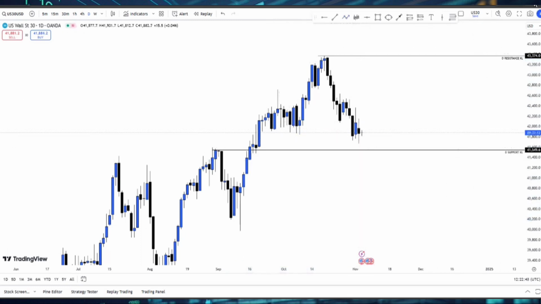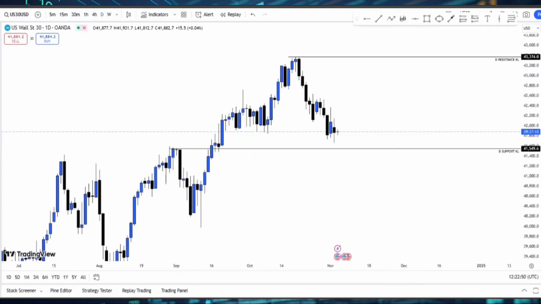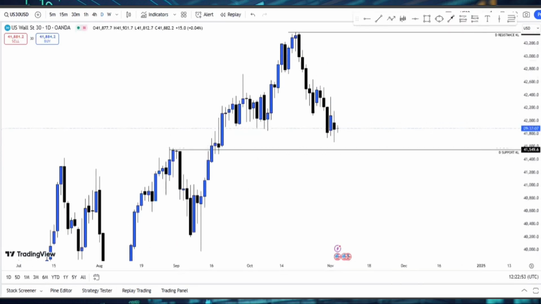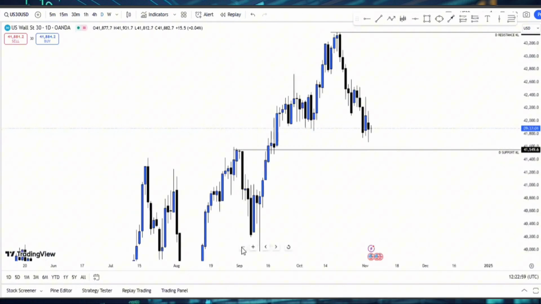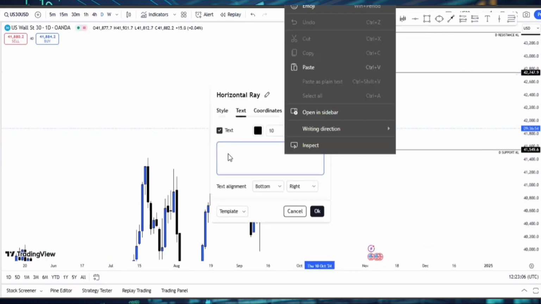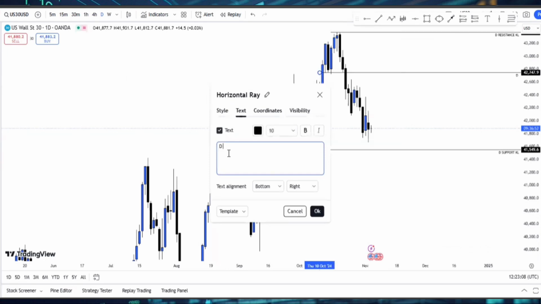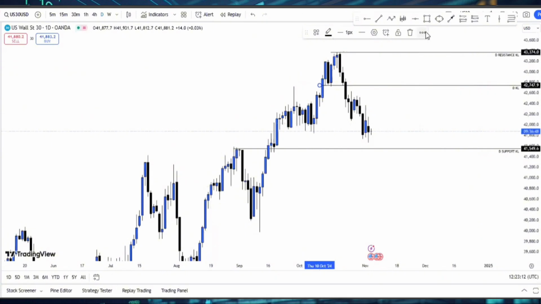I am expecting price to get to this key level. Let me increase this. So I'm expecting price to get to this key level of 41,549.6 here. Then we can look for a very long buy on US30, either swing trading, all right? As you can see, we still have another key level here on the daily time frame. So this one will be the daily key level there. We still have other key levels here on the daily time frame.